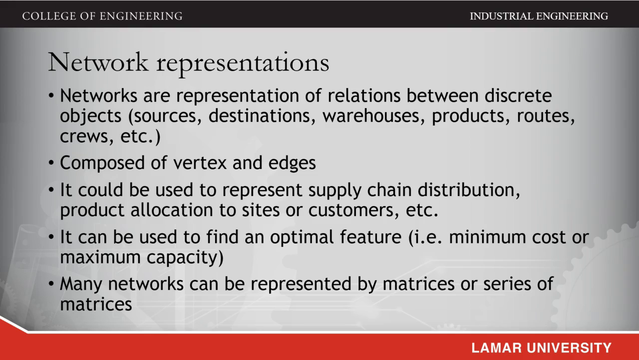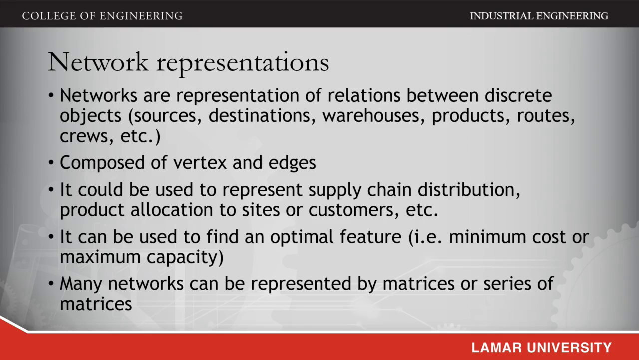Networks can be represented in space by using graphs, and mathematically using matrices. Networks are representations of relations between discrete objects. Discrete refers to objects that can be counted. The discrete objects in the supply chain include sources, destinations, warehouses, routes, products, crews, etc. Networks are composed of vertices and edges.